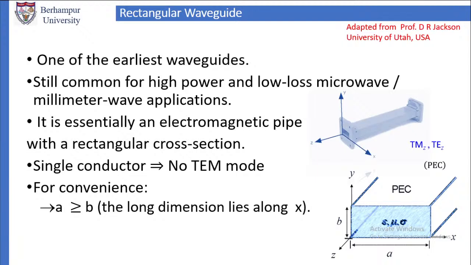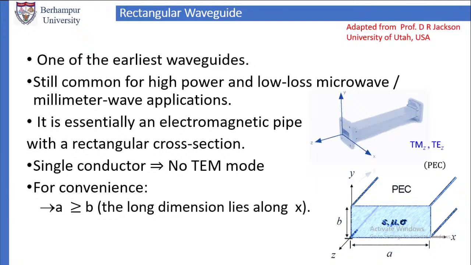It is a single conductor. You do not have two wires, two different conductors or two separate conductors. It is a single conductor. Since it is a single conductor, it cannot support TEM mode. So there will be no TEM mode. That we will also prove later. So there is no TEM mode. The reason is it is a single conductor. To support TEM mode, you require two conductors, which we have discussed when we discussed TEM mode.